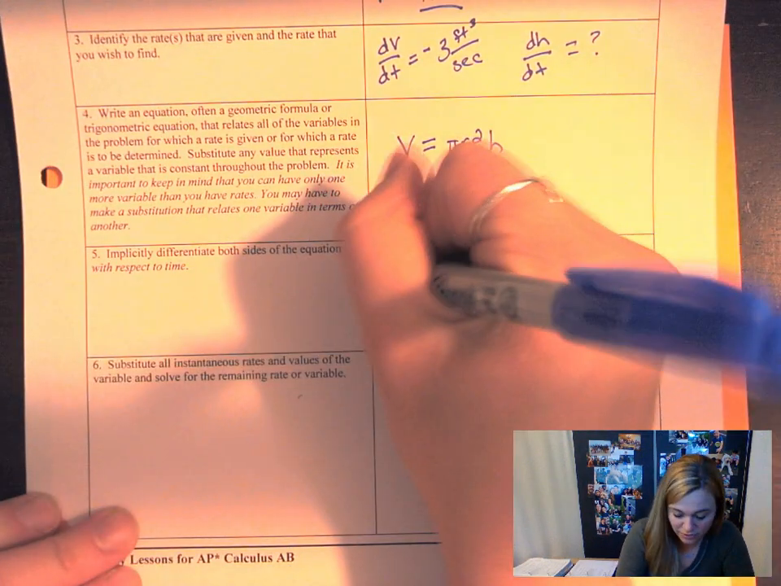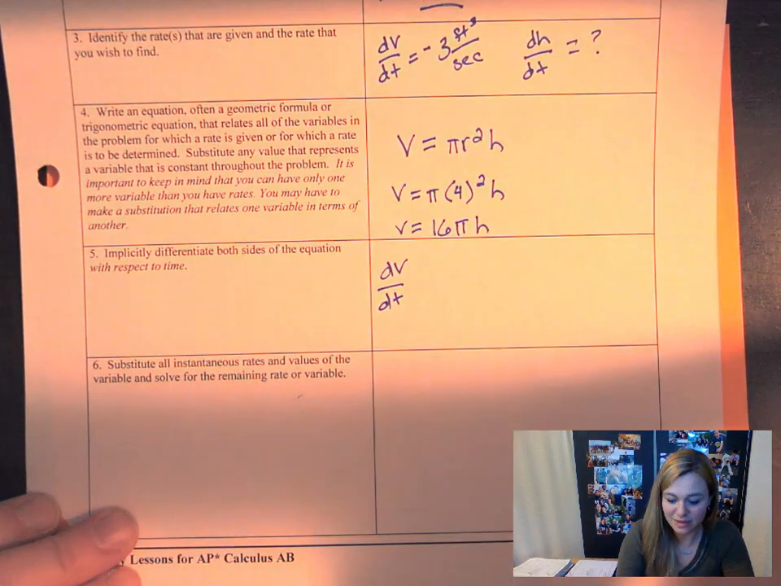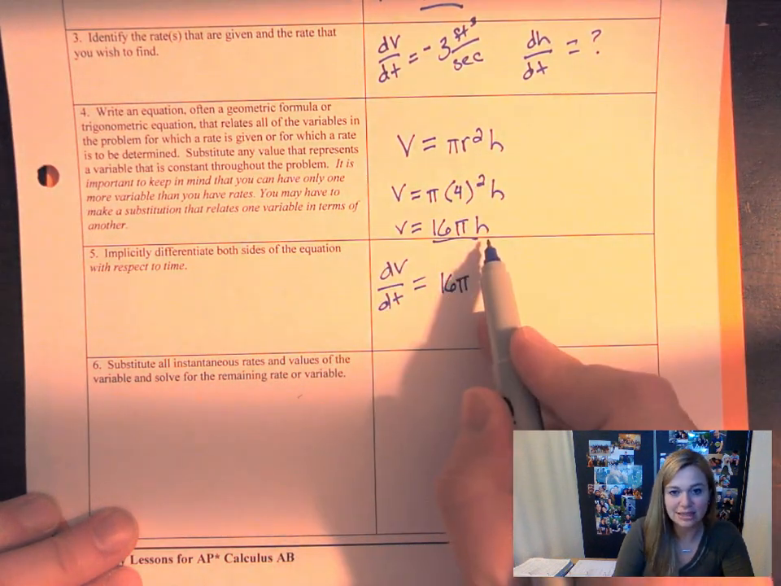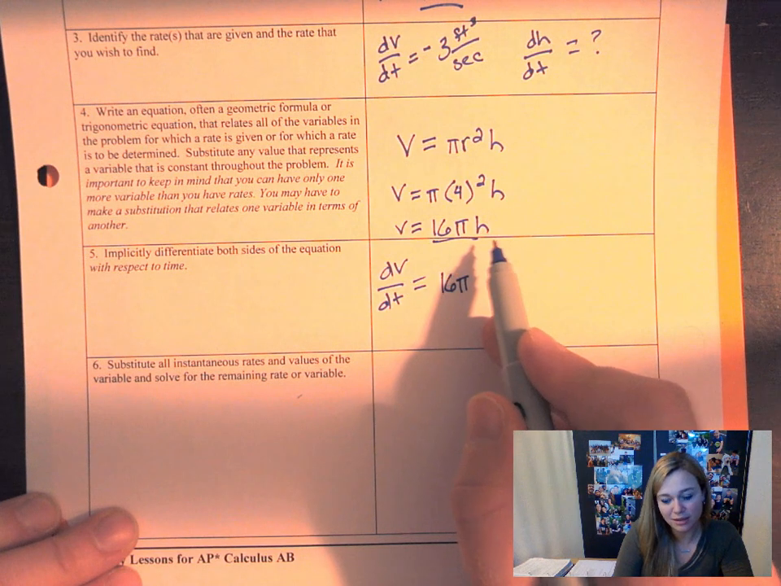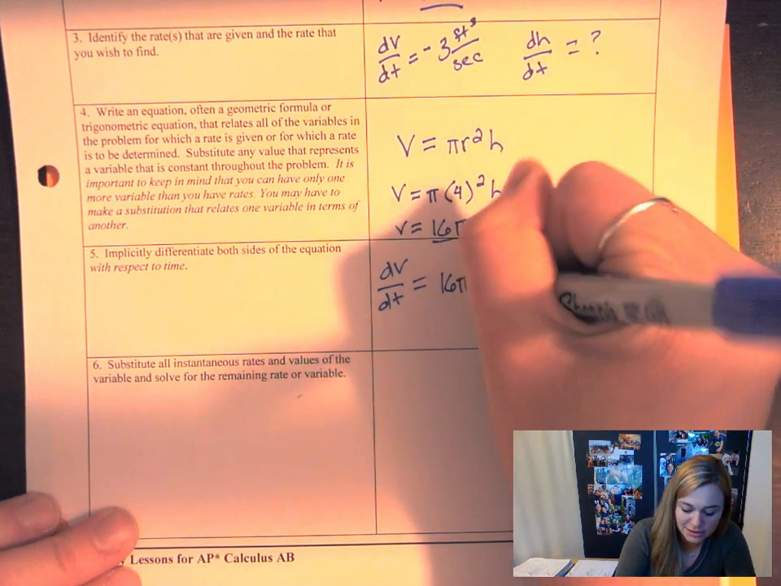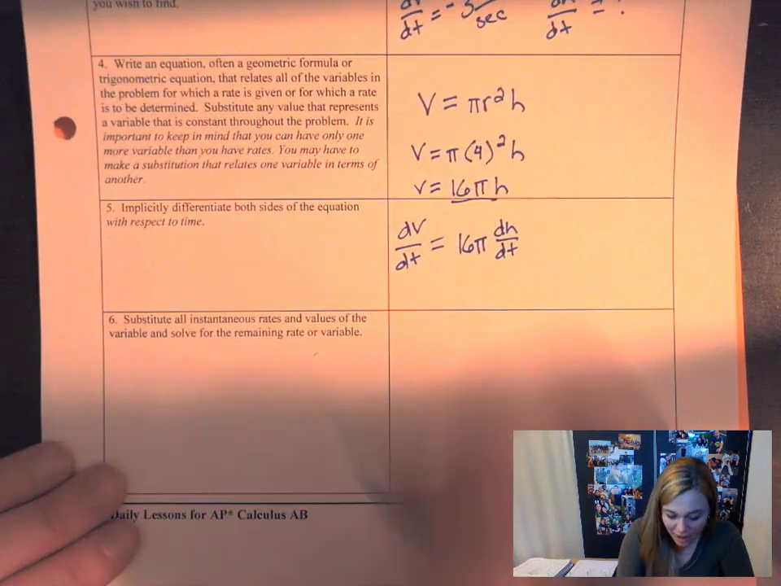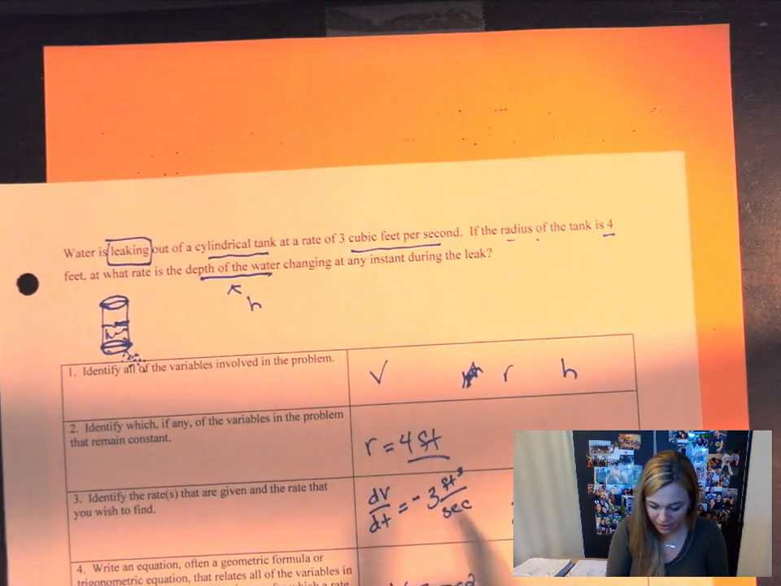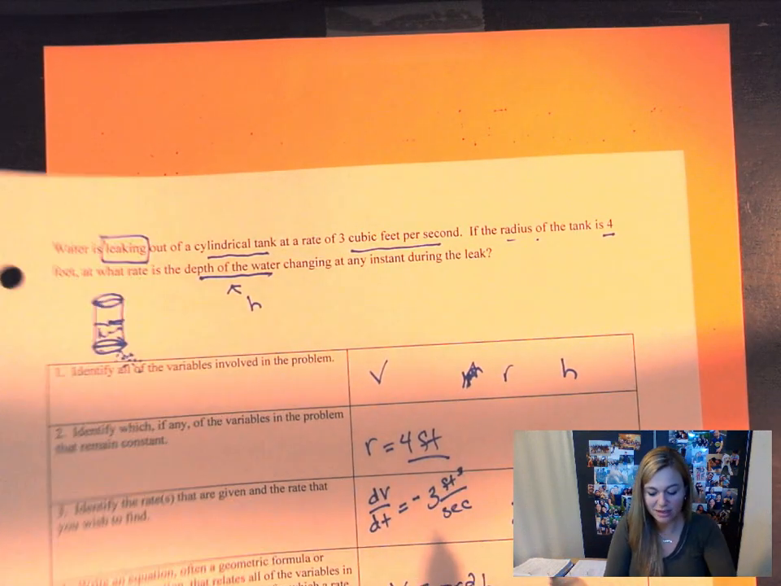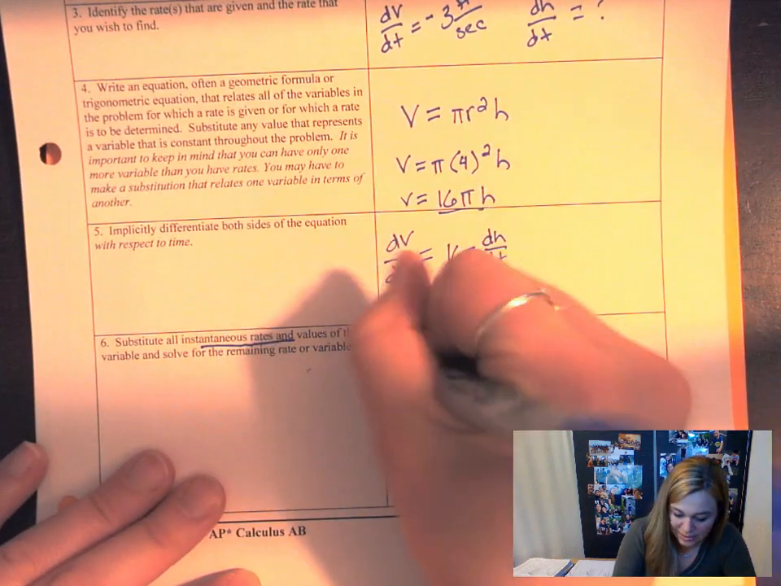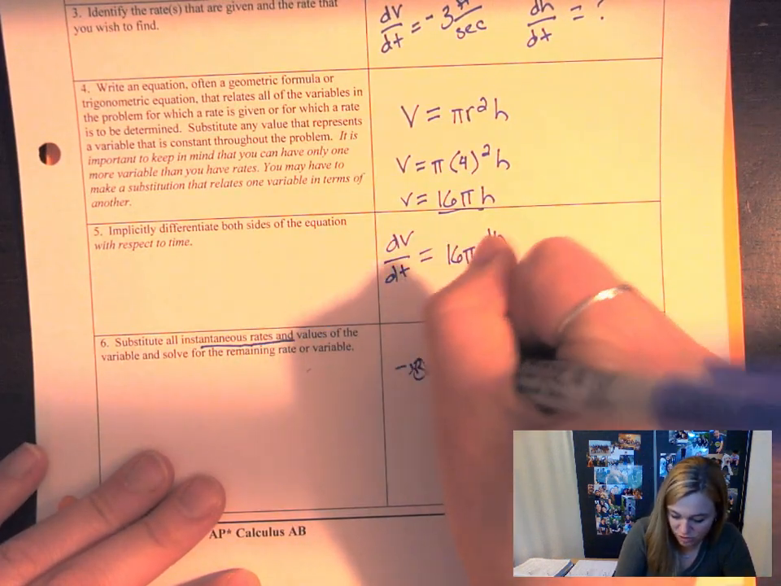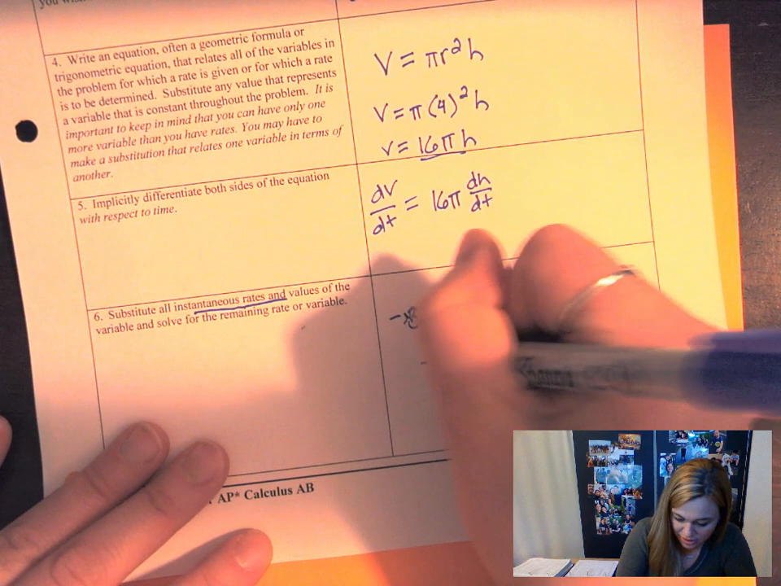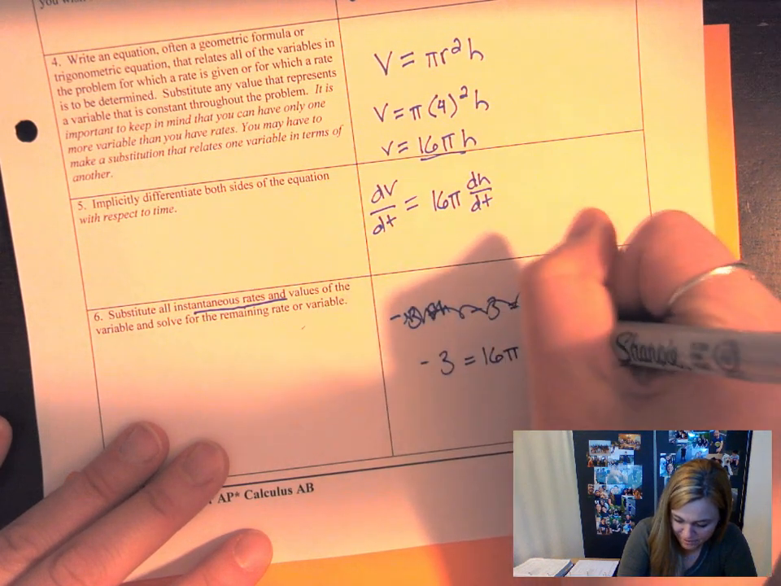Then if you take the derivative, this is dV dt. 16 pi is just a coefficient. And just like if I had 3h, the derivative of 3h would be 3, but dh dt. This is going to be 16 pi dh dt. Now I'm going to substitute all instantaneous rates and values of the variables. The only thing in this problem that I had was that dV dt is negative 3 feet cubed per second. I'm just going to write negative 3. Negative 3 is equal to 16 pi dh dt.